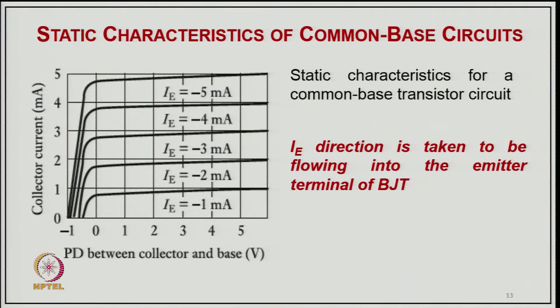One is the cutoff, closer to the x axis, where the emitter current is almost 0. Then you have the saturation characteristic, where the drop across VCB is very small and the collector current goes high. And this region, mainly, we call the amplification or active region. So, the static characteristic for the common base transistor is shown here, and the I direction is taken as flowing into the emitter terminal of the BJT, which is why it is written as minus emitter current.